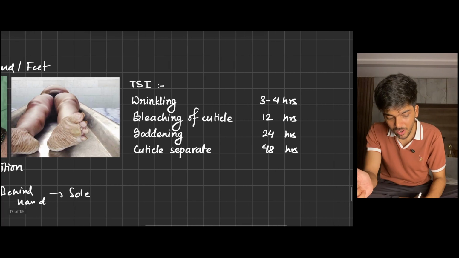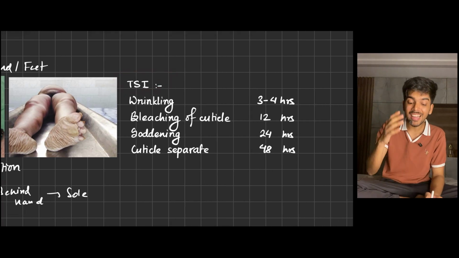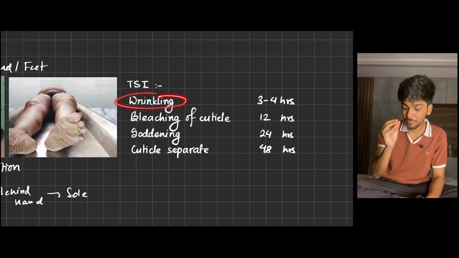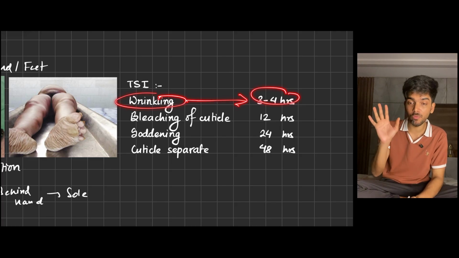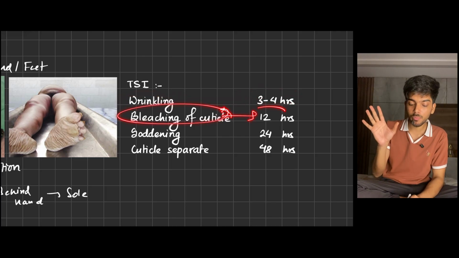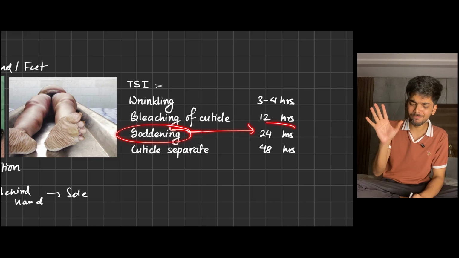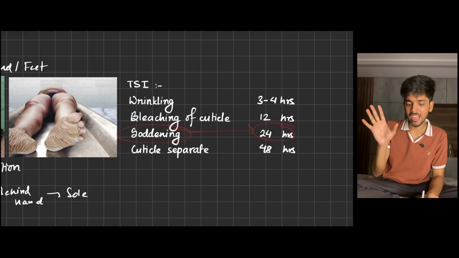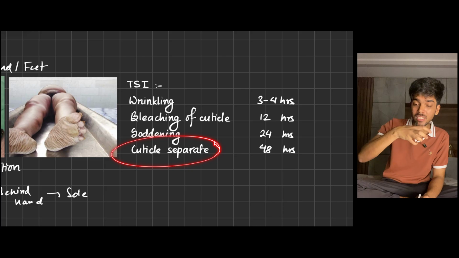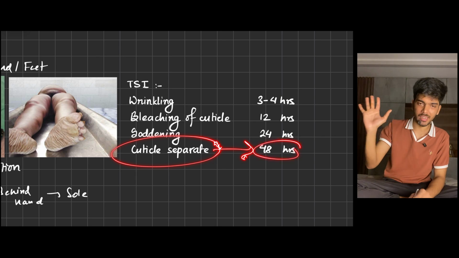This is important because this gives you the time since immersion. That is, if you see wrinkling of the fingertip, the immersion was probably for 3 to 4 hours. If you see bleaching of the cuticle, the immersion was probably for 12 hours. If you see sodden skin, it was probably for 24 hours. And if you see cuticle starting to separate off from the palm, fingertips and sole, the immersion was probably for around 48 hours.